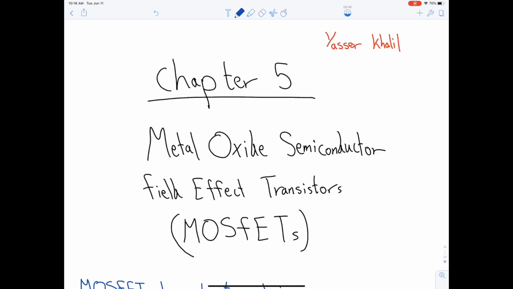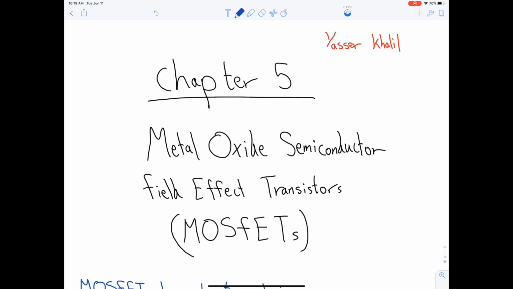The basic principle involved is the use of the voltage between two terminals to control the current flowing in the third terminal. In this way, a three-terminal device can be used to realize a controlled source. Now, there are two major types of three-terminal semiconductor devices. One of them is the BJT, bipolar junction transistor, which we studied in the previous chapter, and the other is the metal oxide semiconductor field effect transistor, MOSFET, which we are going to study in this chapter.